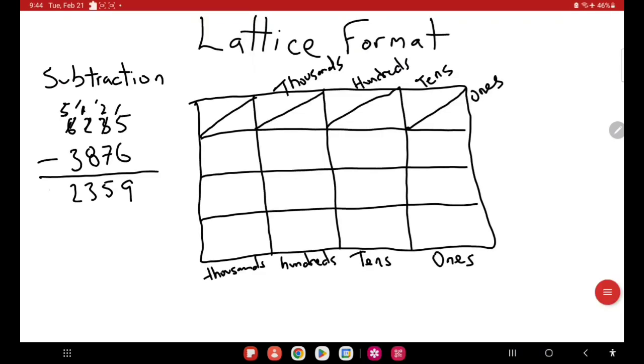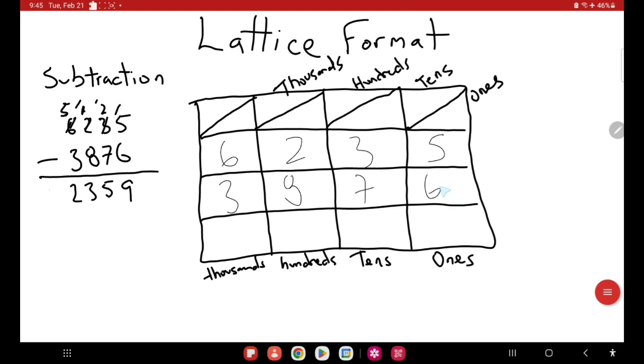Okay, we're going to be doing some subtraction today in lattice format. Over here on the left side, I've already done my traditional algorithm, double checked my work, and my answer here is correct. So I'm going to transfer these numbers over to the lattice and do the work over here. So I'm going to transfer 6,000s, 200s, 3 10s, 5 1s, 6,235. Same thing with the other number, 3,000s, 800s, 70 10s, 6 1s.